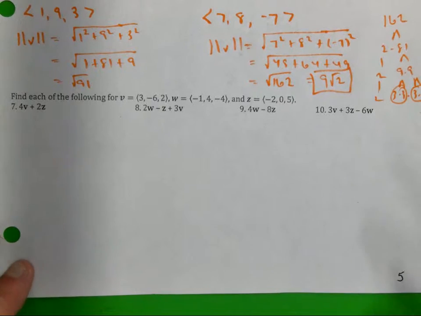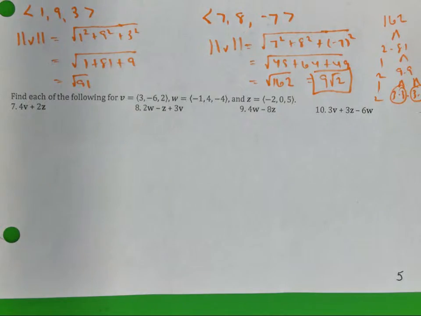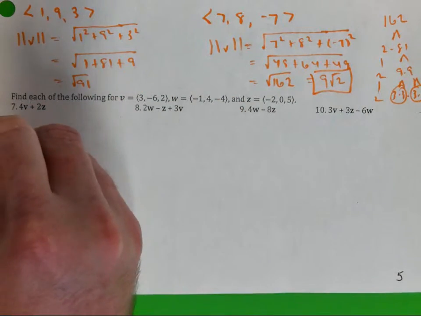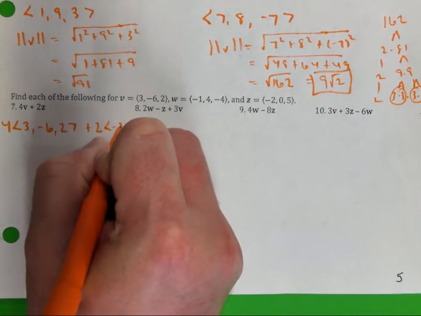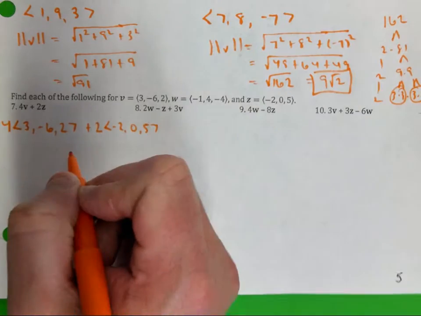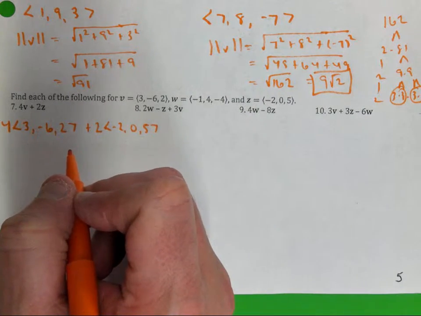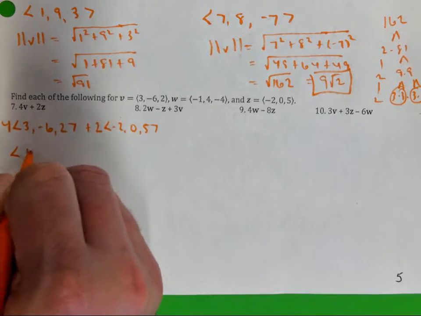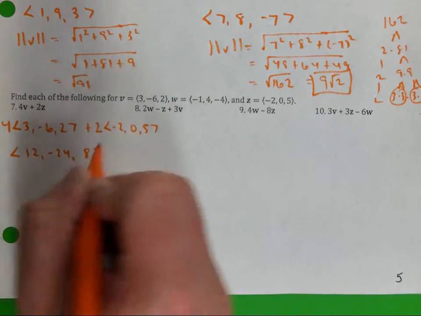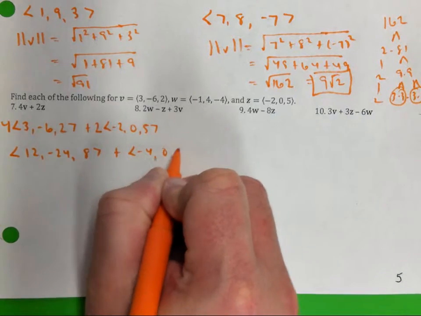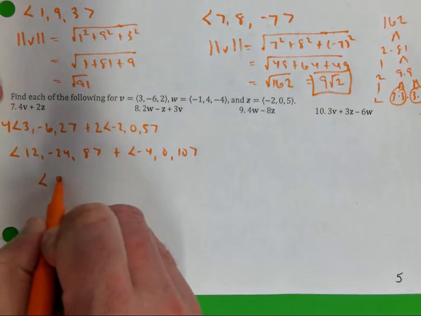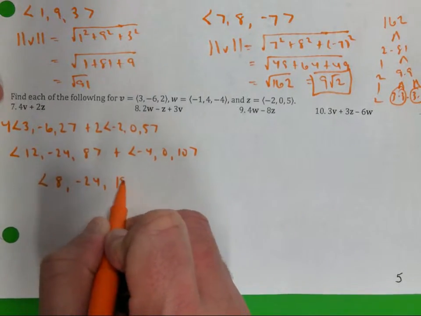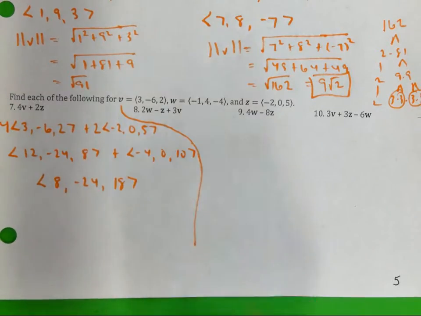All right. Here we're just doing operations. So you're going to say 4 times what? V and 2 times what? There's no tricks to it. Now that you learned about vectors, now when you think back to ACT, you went, man, that could have been easy, couldn't it? So that's going to be 12, negative 24, 8. Add your components. And that is your solution.